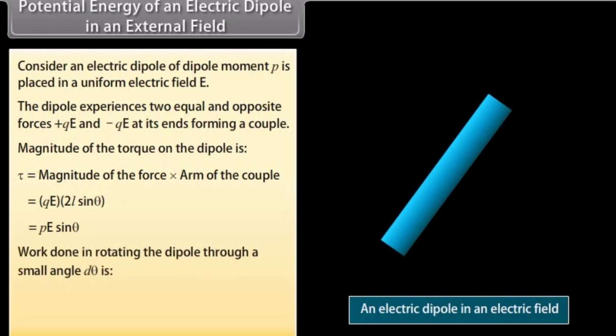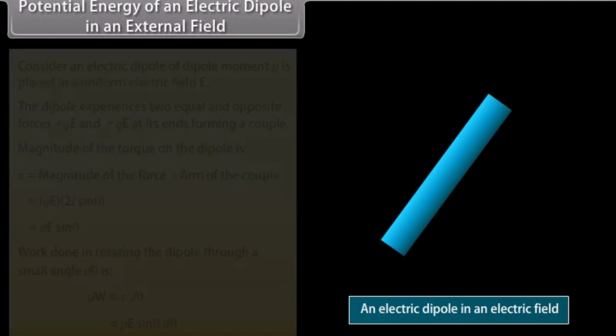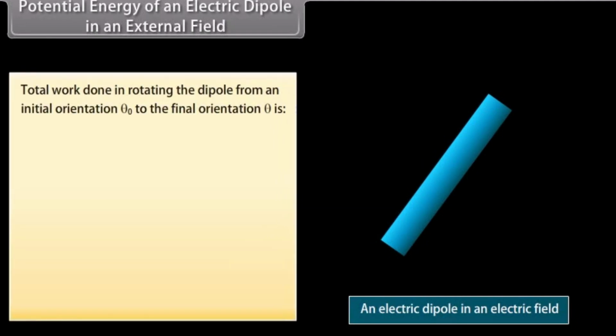Work done in rotating the dipole through a small angle d theta is equal to tau d theta, which is equal to PE sin theta d theta. Total work done in rotating the dipole from an initial orientation theta naught to the final orientation theta is W equals minus PE into cos theta minus cos theta naught.